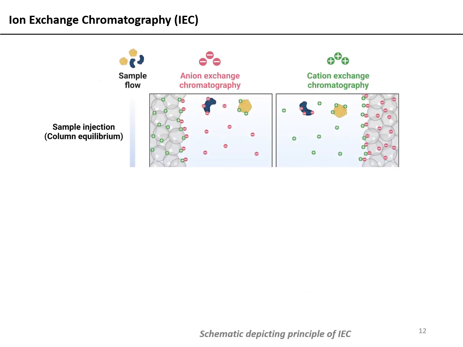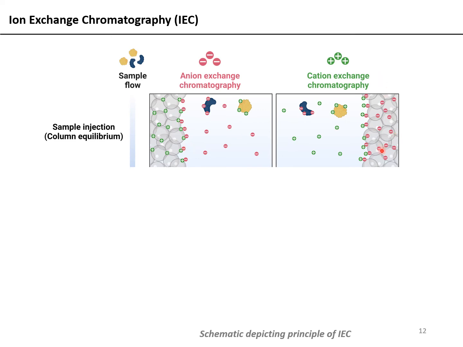So if we take a more detailed look at what is happening, this is your resin. For anion exchange chromatography, your resin is positively charged and you have these negatively charged ions associated with it. And for cation exchange chromatography it is just the reverse. Your resin is negatively charged and you have these positively charged ions in solution. So in case of anion exchange chromatography, this blue protein, which has a net negative charge, will bind to it, but the yellow one, which has a net positive charge, will be simply repelled away from the resin and will not interact with it.